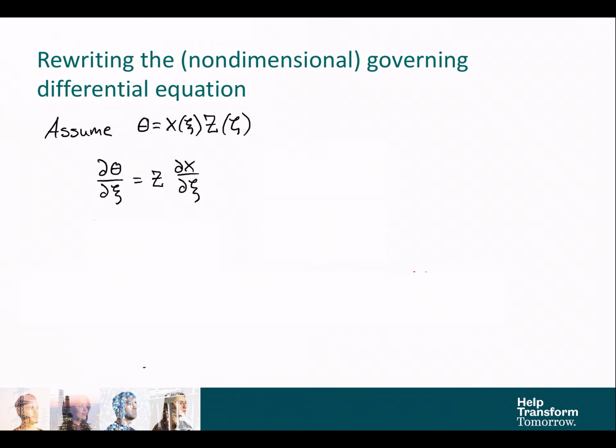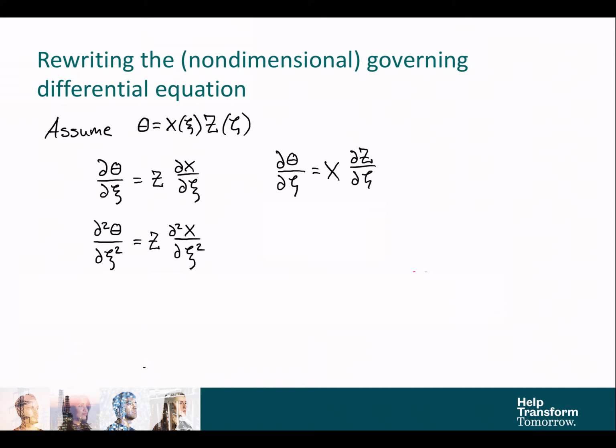To redefine the equation, we want to differentiate theta with respect to xi, and because Z only depends on zeta, when you're differentiating with respect to xi, Z is just a constant. So it's a constant for the first differential. We differentiate again with respect to xi, and Z is still just a constant, so it just sits there. And we have a new expression written in terms of X's and Z's for the first term of our governing equation. Now we need to do this for the second term, which has the zeta.